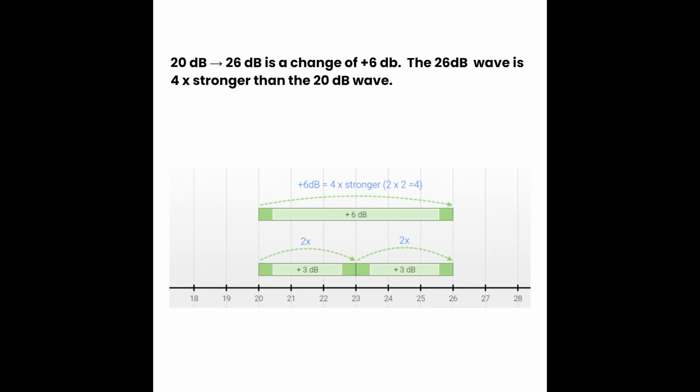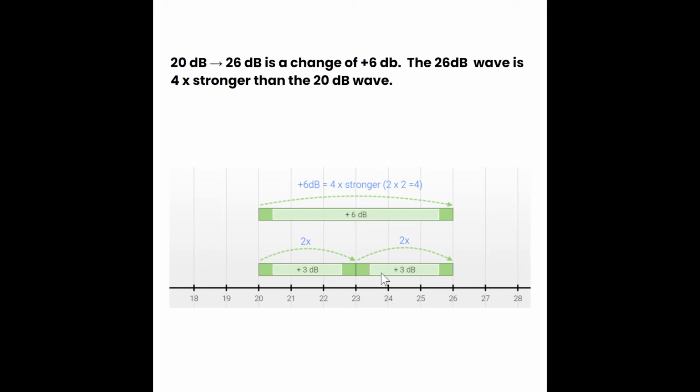So in this example, we started at 20 decibels and we went to 26 decibels. That's a positive change of 6 decibels. So we started at 20, we added 3 decibels to get to 23, and then we added another 3 to get to 26.